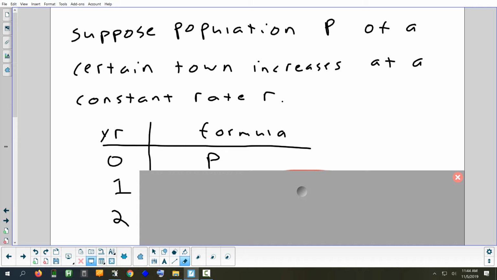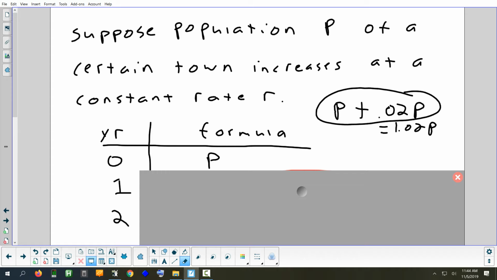You could multiply by 1.02, or you could take the original population you had, and what would be 2% of that? P times 0.02, or P times R. So if you take a population and you add 2% to it, that's what this is. You guys said 1.02P, that's the same thing.